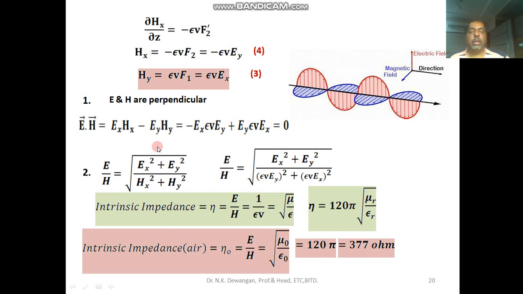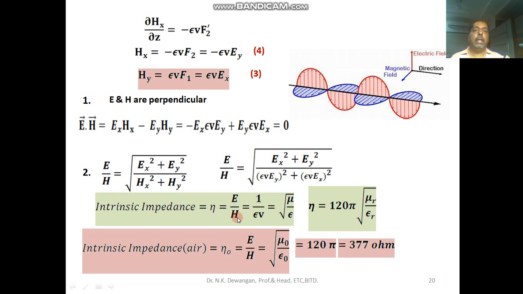So we proved these two characteristics: that E and H are perpendicular, and also E by H is real, because here we are not getting a complex quantity. So the ratio of E by H is real. It means E and H have no lagging effect. They are in phase. If this ratio is real, means what? E and H are in phase.